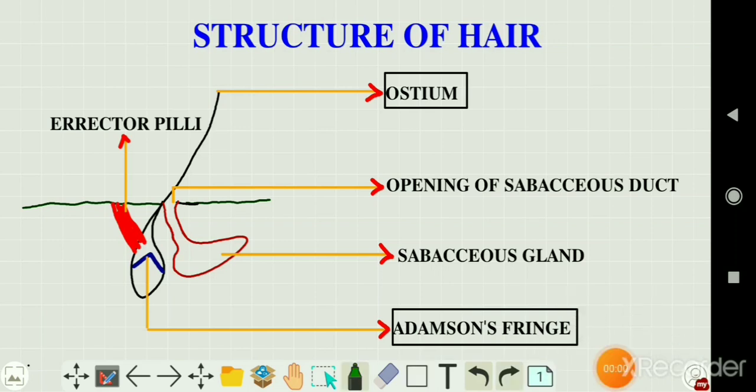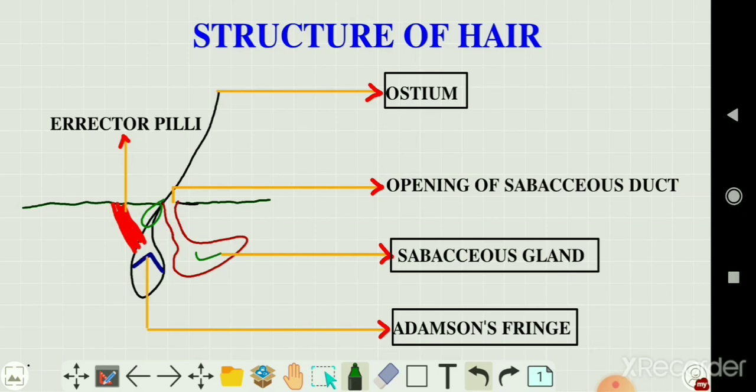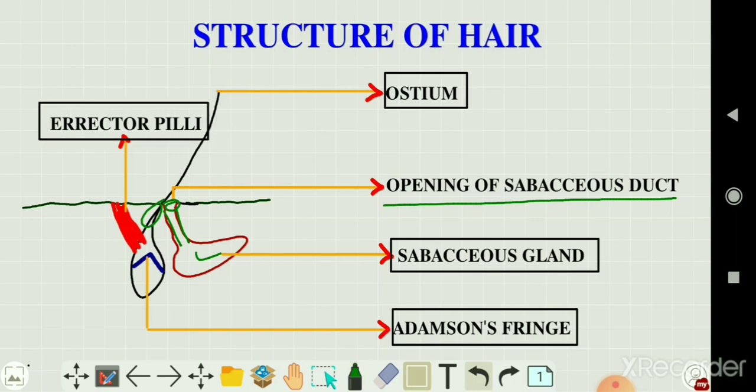The root of the hair follicle is associated with the sebaceous gland. Here is the sebaceous gland, and this sebaceous gland has a duct, and this duct has an opening, the sebaceous duct opening. These hair follicles are attached to erector pili muscles. Here is the erector pili muscle.